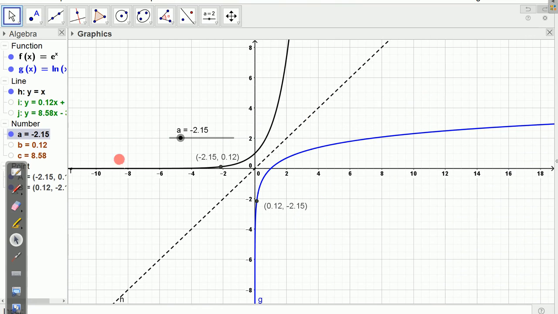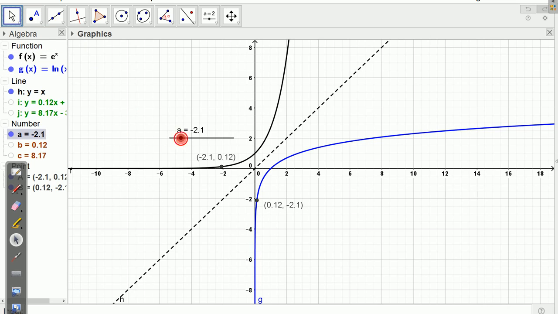So here I have two graphs. The first one, e to the x. And what an inverse does is it flips that graph over the line y equals x. It just mirror images it on the other side. And in that case, that makes a natural log of x equation. Those two functions undo each other.